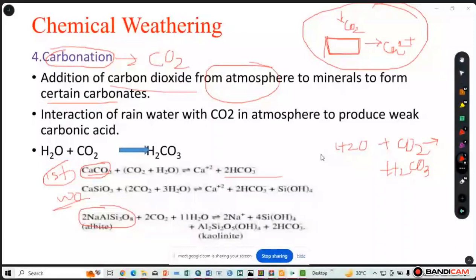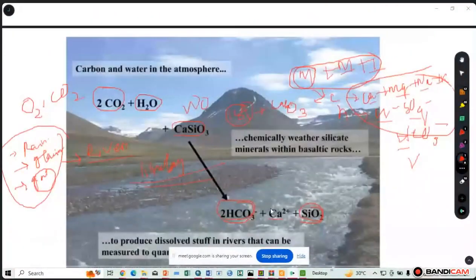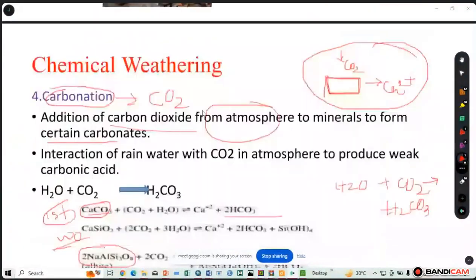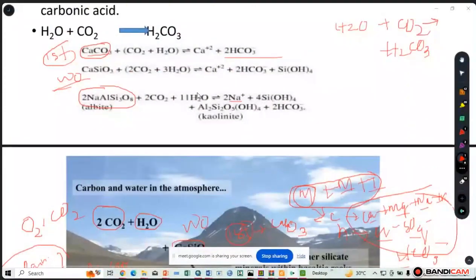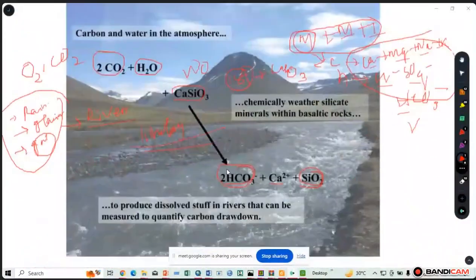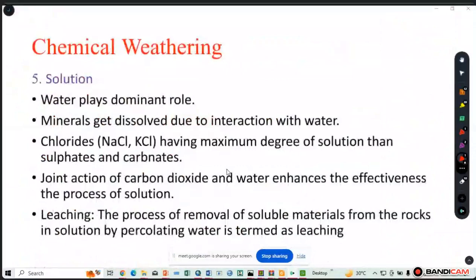In the carbonation process, nothing else happens except the interaction of atmospheric carbon dioxide with certain carbonate rock, which causes calcium ions to be released, as well as other ions like Na. These are mainly silicate ions and calcium ions, released due to the carbonation process. In this process, only CO2 is involved. Okay. Next one is solution.